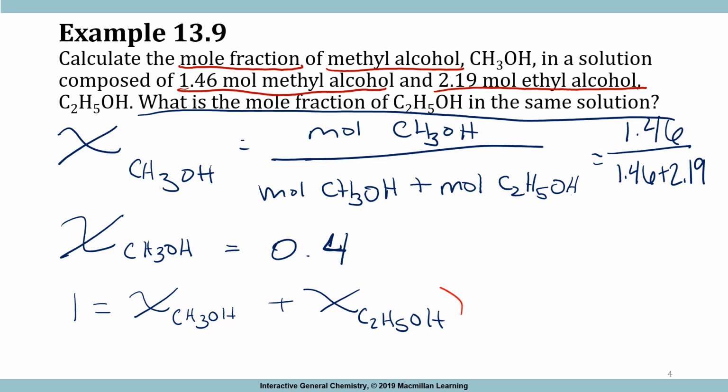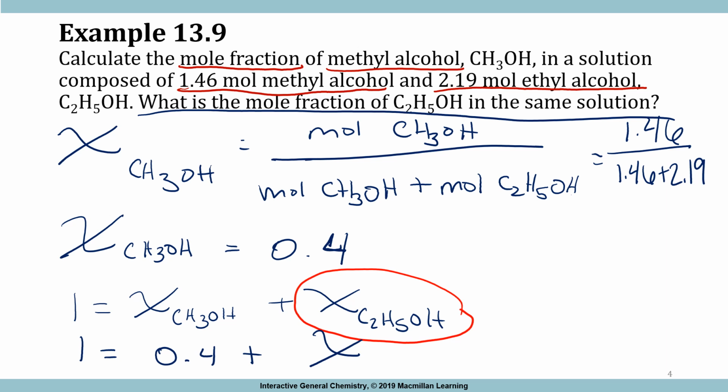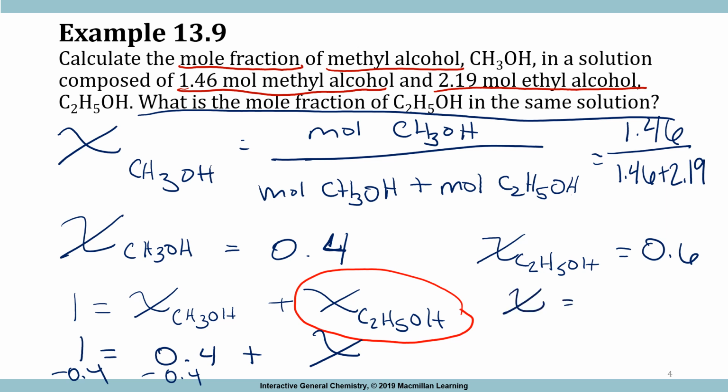So if I'm looking for the mole fraction of this one specifically, I can just say 1 equals 0.4 plus x and solve for x. That's just going to be 1 minus 0.4. So the mole fraction of ethyl alcohol, C2H5OH, is just going to be 0.6. You can also do the math by plugging it into this equation. So it's going to be 2.19 divided by 1.46 plus 2.19, and that will give you the same value.